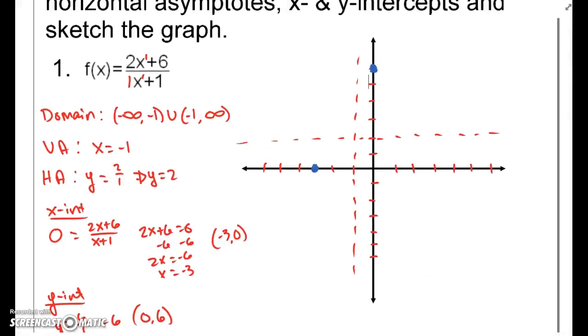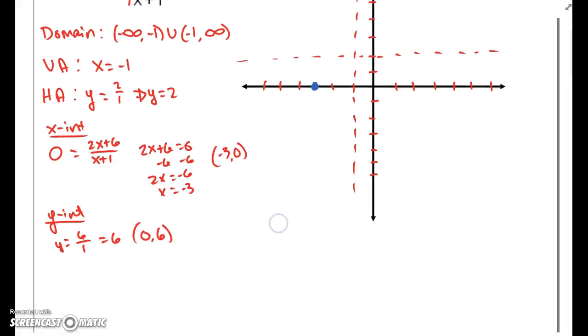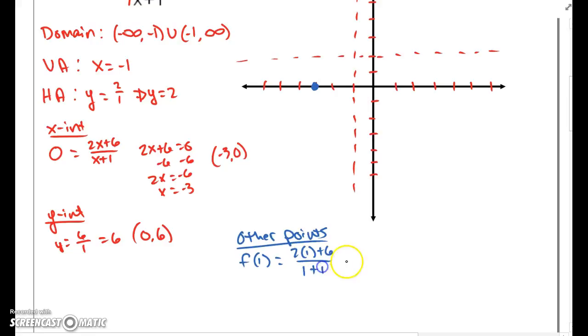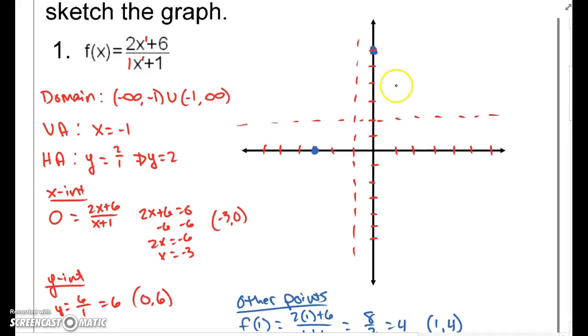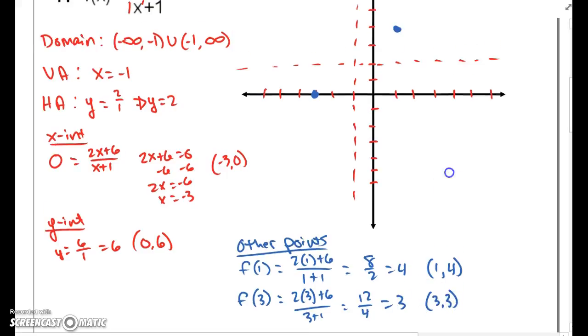The last thing you want to do is let's find a few other points. So if you have a vertical asymptote, let's plug in a couple x values to the right to find where the points would be, and then let's plug in a few to the left of that vertical asymptote. So let's start with the right. I have when x is 0. Let's try when x is 1. So we'll say other points, and we'll say f of 1 equals (2 times 1 plus 6)/(1 plus 1). So I see that I have a point at 1, 4. Let's try plugging in 3, get one more point to the right. And we get 3, 3.